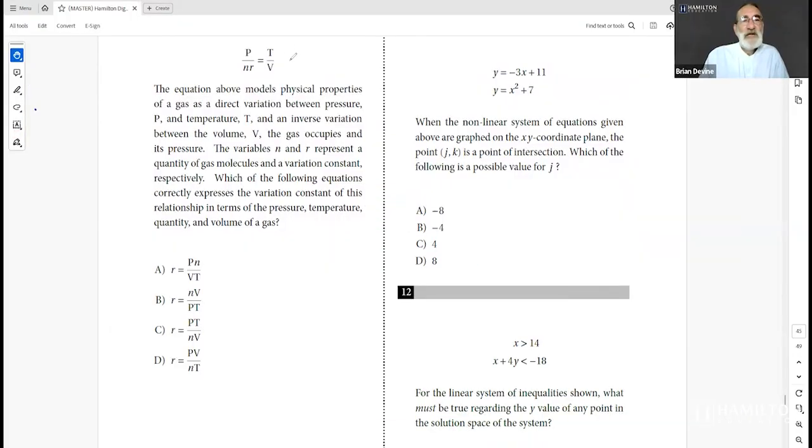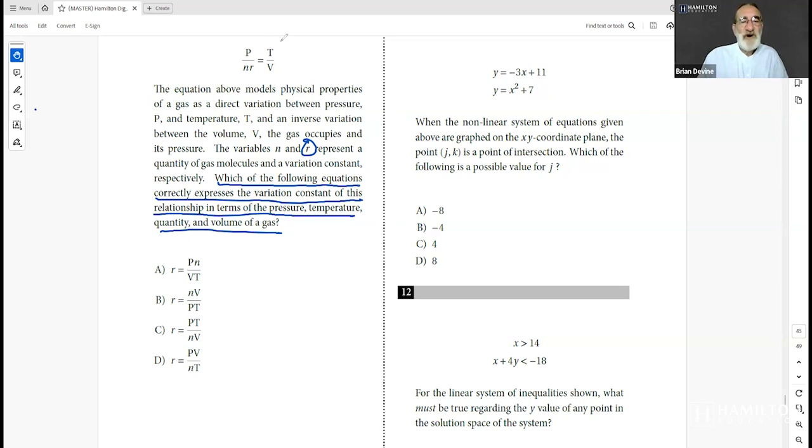Question 10. We're given an equation P over NR equals T over V. It's called a literal equation because it's mostly all letters here. Sometimes it could have numbers, but usually they want us to solve for one of the variables. Which of the following equations correctly expresses the variation constant of this relationship in terms of all of the other variables? And R is the variation constant.